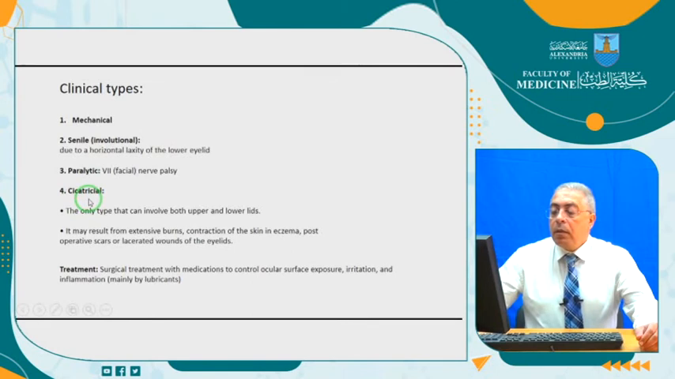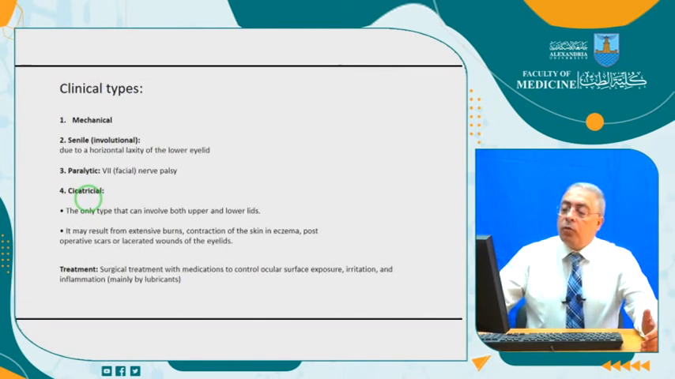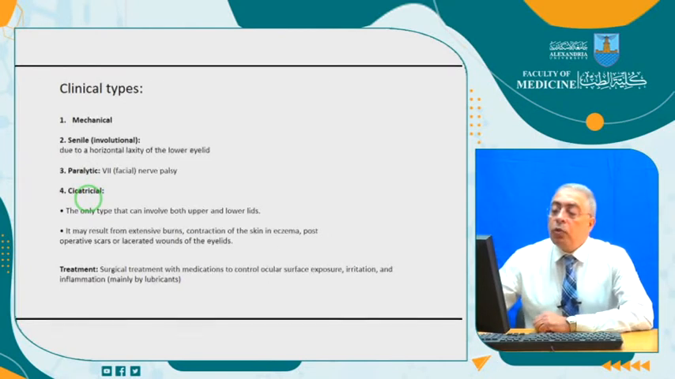Cicatricial. Unlike the cicatricial entropion, which is due to fibrosis of the conjunctiva, this is due to fibrosis of the skin. Again, it's the only type that can involve both the upper and the lower eyelids. It may result from extensive burns, contraction of the skin due to severe eczema, post-operative scars or post-traumatic scars due to lacerated wounds of the eyelids.